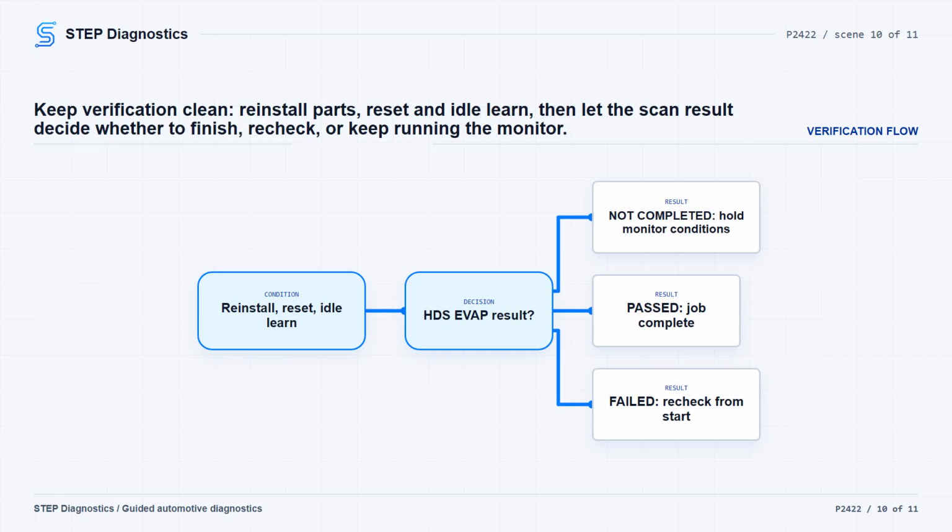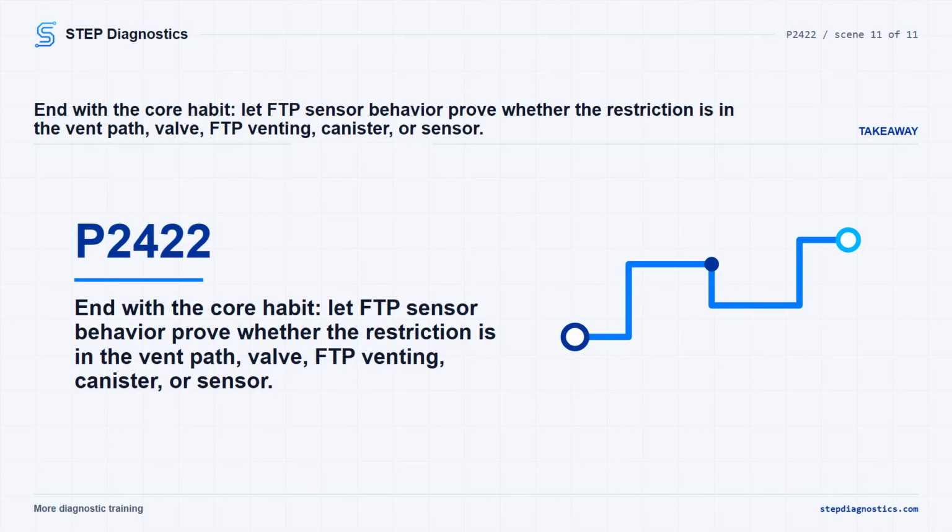If any other pending or confirmed codes are present, check what they mean next. If the HDS shows failed, go back to the beginning and recheck the path instead of guessing. If the HDS shows not completed, hold engine speed at 3,000 RPM with EVAP PC duty at 20% or more until a result comes up. The takeaway is to use the FTP sensor reading as your guide. Prove whether the restriction is in the vent path, the shut valve, the FTP sensor venting, the canister, or the sensor before calling the repair.